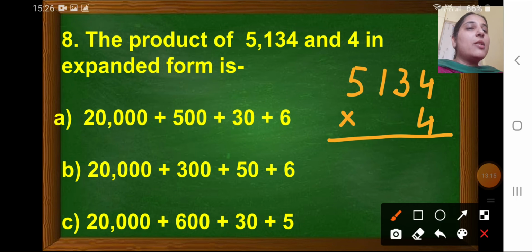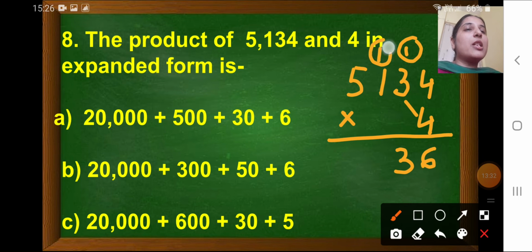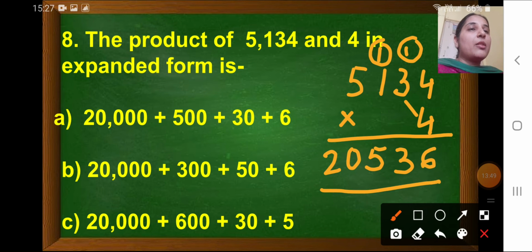So 4 4s are 16. So 6 we will write here. 1 will be carried over to the next place. Now 3 4s are, or 4 3s are 12. 12 plus 1, 13. So 3 we will write here, and 1 will be carried over to the hundreds place here. Now 1 4s are, or 4 1s are 4 plus 1, 5. And then 5 4s are, or 4 5s are 20. So product we have got here, the product.